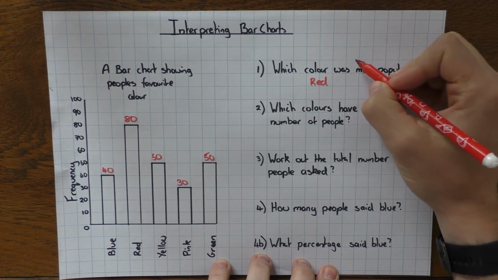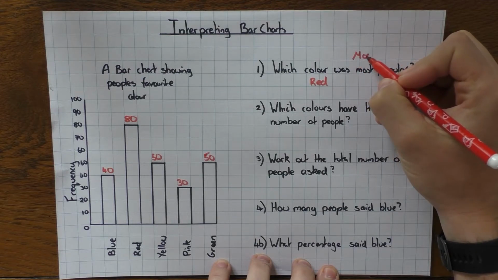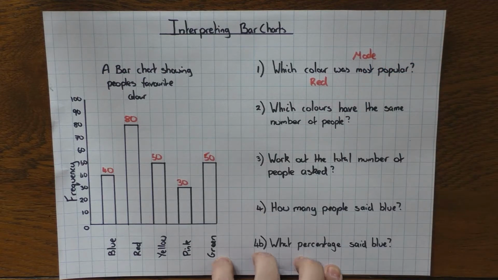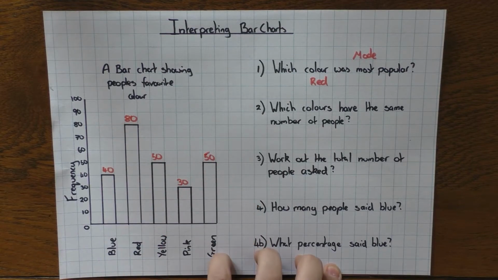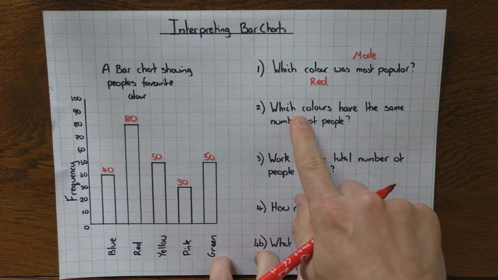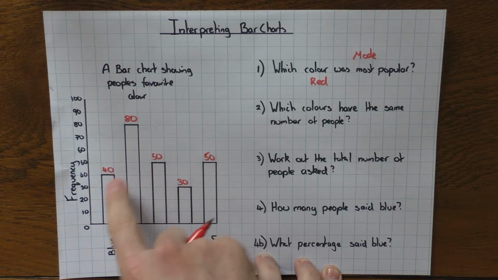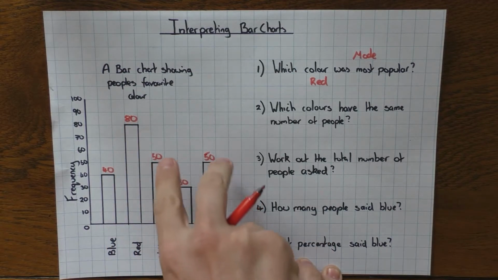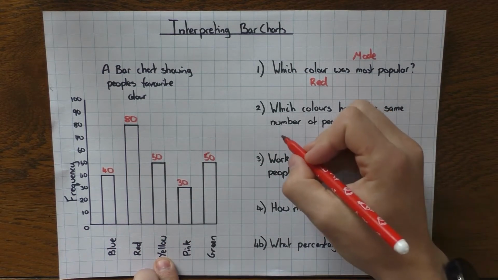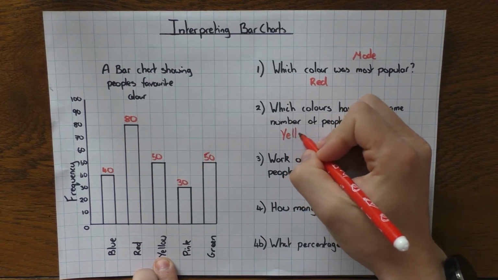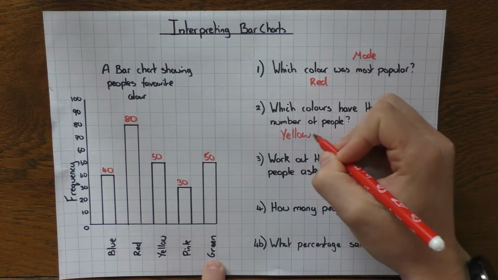They might also use the word mode here, or modal. Okay, so mode, modal, most popular, all means the same thing. Which one was the most? Okay, so in this case, red. Which colours have the same number of people? So this is where we just look at the bars and see which one's the same, but I've already written on the bars, so it becomes really clear to see that that one is yellow and green.